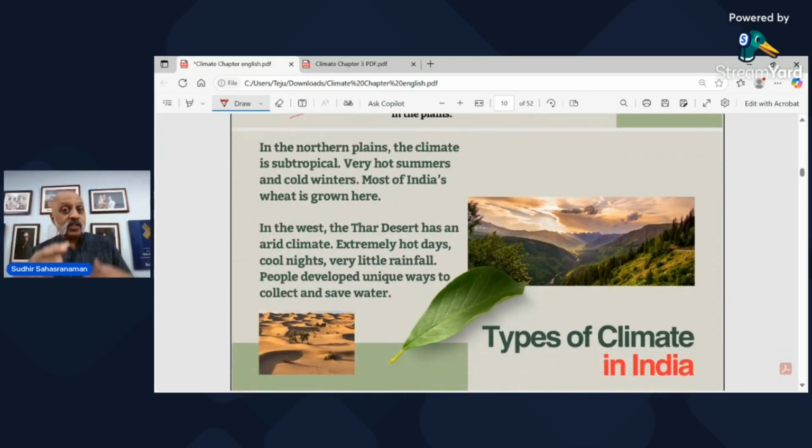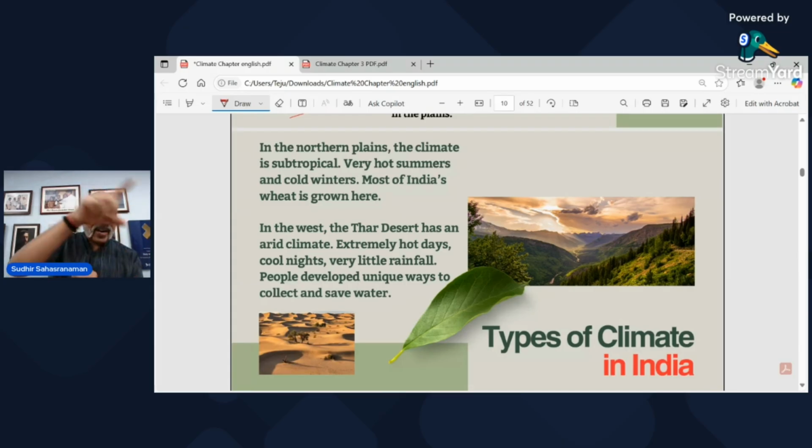In the northern plains, when you come down to the plains, the climate is subtropical. Please remember that: this is alpine, this is temperate, and this is subtropical. As we come down, there are very hot summers, like in a place like Delhi, and very cold winters, again in a place like Delhi. Most of India's wheat is grown in these regions, especially in the Gangetic belt of Uttar Pradesh.